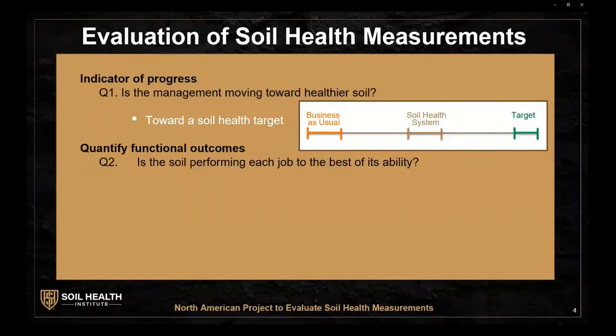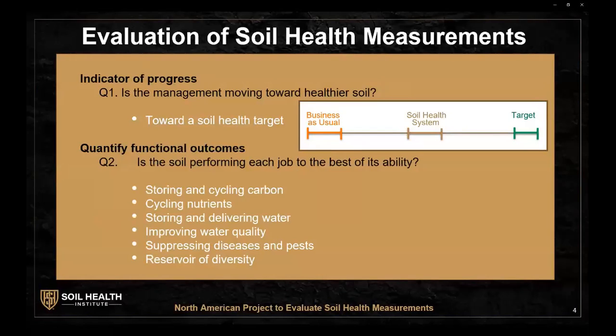There are others who want to use soil health assessments to quantify functional outcomes. These questions are about whether the soil is performing each or all of its jobs to the best of its ability. So we're working on quantifying specific outcomes like the ability to store or cycle carbon, cycle nutrients, store or deliver water, filter water, suppress disease and pests, act as a reservoir for biodiversity, and likely more along the way. That's kind of where we're going and what we want to be able to do with that.